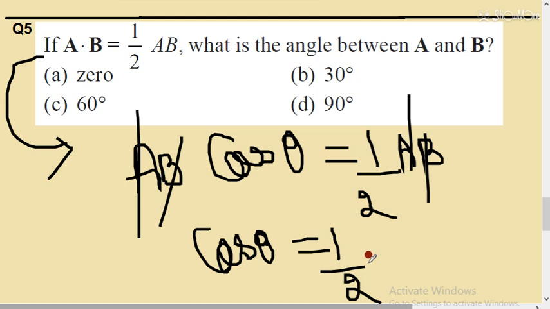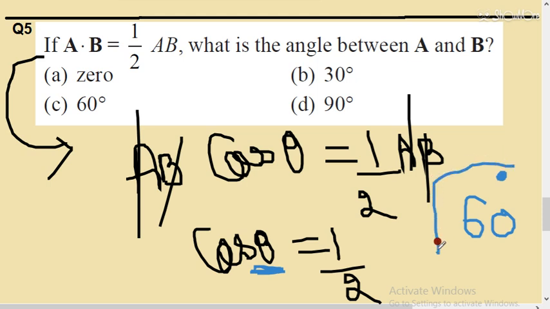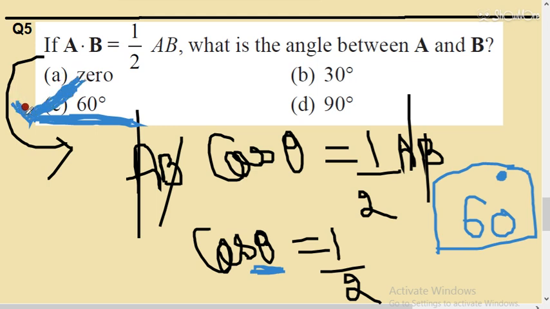Cos theta equal to 1 by 2, and for which value of theta is cos theta equal to 1 by 2? For the 60 degree angle, the value of cos theta is equal to 1 by 2. That means the angle between vector A and B is 60 degree. Students, you can note down the solution please. Option number C is the right answer.